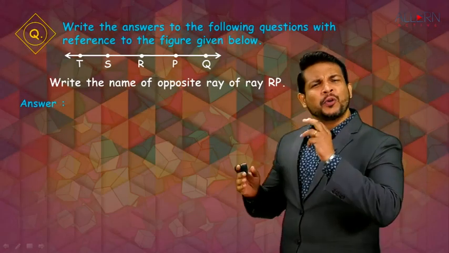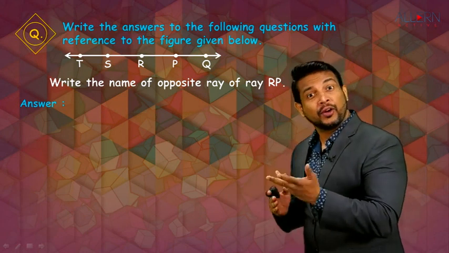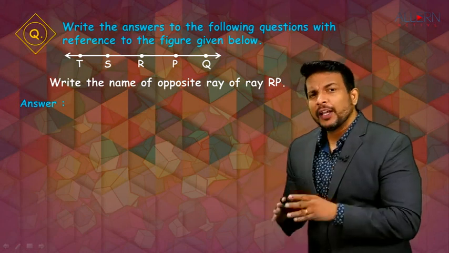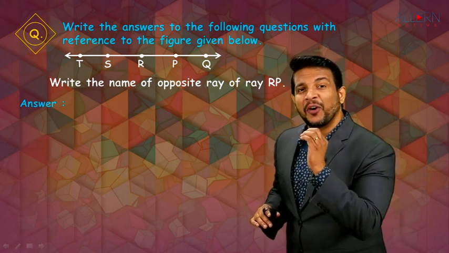Let's answer this. This is going to be very, very easy. It says that we have to observe this figure and answer the following questions. Let's look at the first one. It's very simple. It says write the name of opposite ray of ray RP.